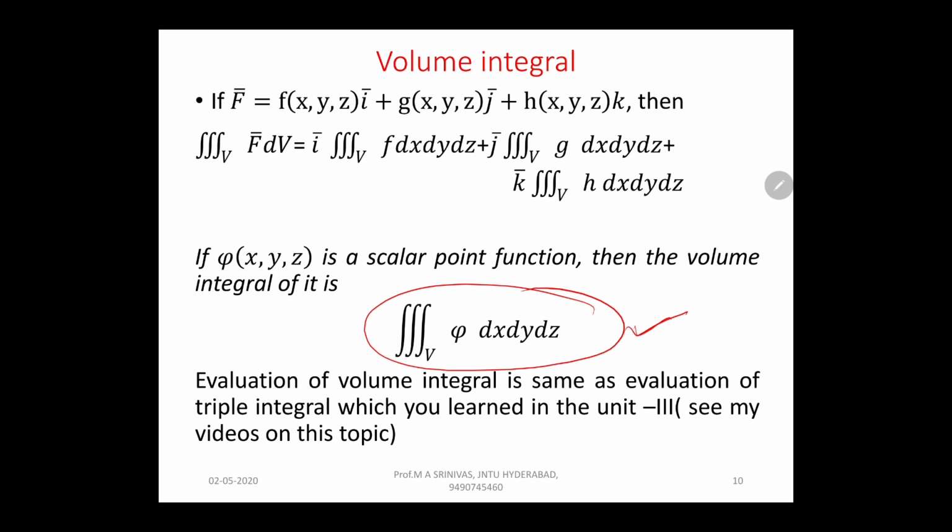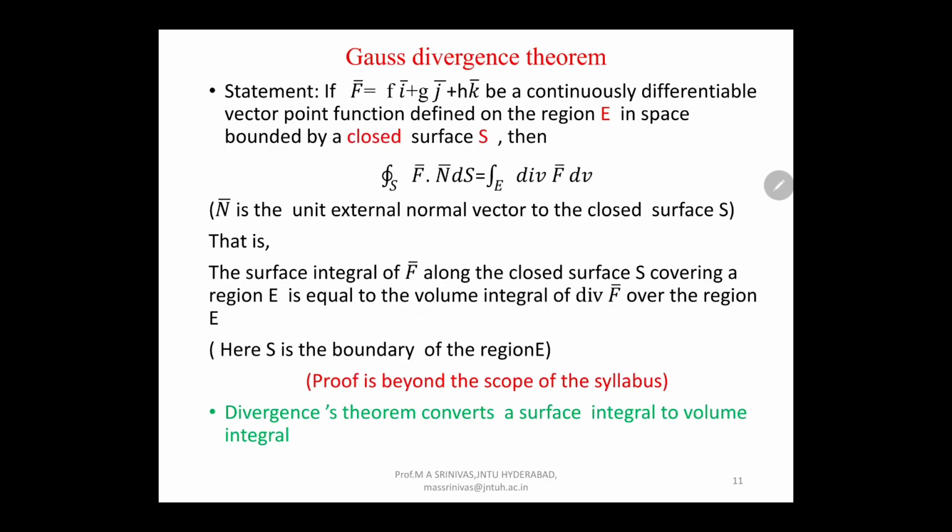Now, the last theorem of vector integration. Already we considered 2 theorems. The first theorem is Green's theorem, and after that is Stokes theorem. In Green's theorem, a line integral will be converted to a double integral. In Stokes theorem, a surface integral over an open surface will be converted to a line integral. Whereas in this Gauss divergence theorem, we have a conversion from a surface integral to a volume integral.